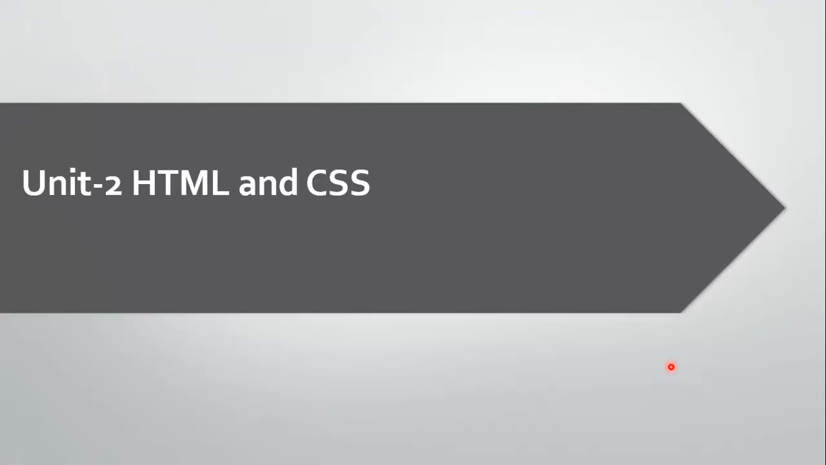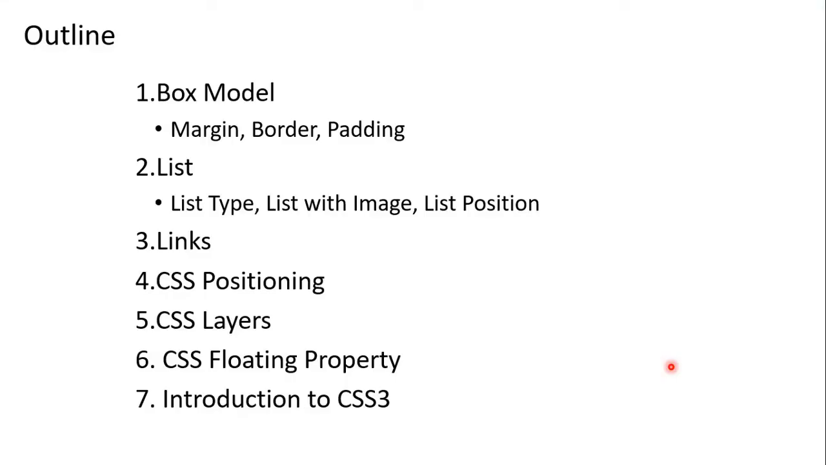So today our unit is 2, that is HTML and CSS. The outlines are box models, list, links, CSS positioning, CSS layers, CSS floating properties and introduction to CSS3.